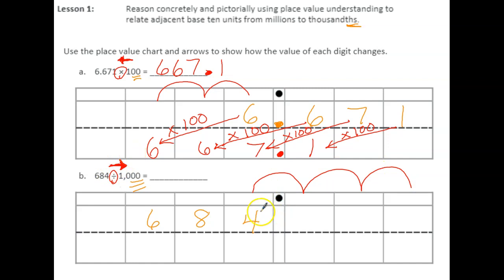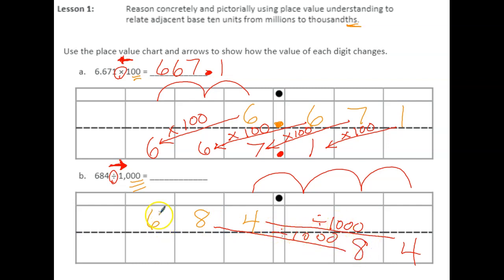So we know this 4 is going to move divided by 10, divided by another 10, which is divided by 100, divided by another 10, which is the same as divided by 1,000. So every time we move, we divide by 10. That's another 10 and another 10. So 4 ones divided by 1,000 is going to be 4 thousandths. Then we have 8 tens divided by 1,000. It's going to be 8 hundredths.